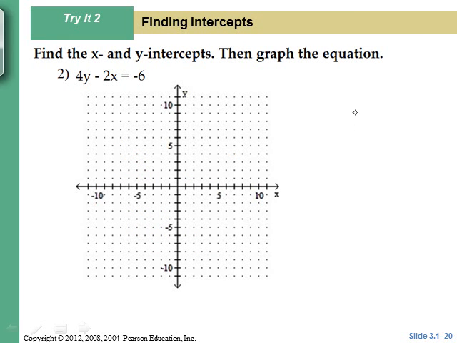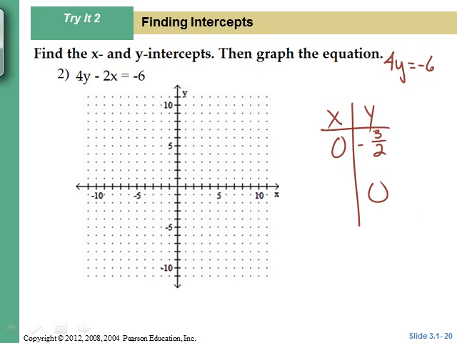This one's actually a little tricky, and that's because you still get the 0 and 0, but when you cover up the x, 4y equals negative 6, so y is negative 2 or 3 halves. Cover up the y, negative 2 times what is negative 6? Negative 2 times 3. So over 3, up 0, over 0, down 1.5. So my line is going to go like that.